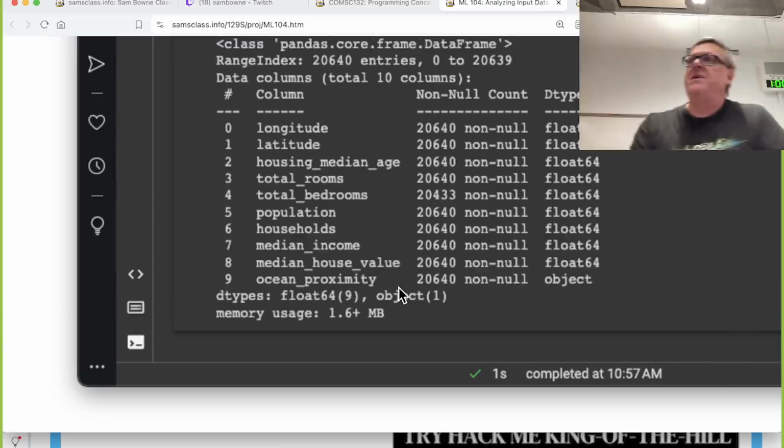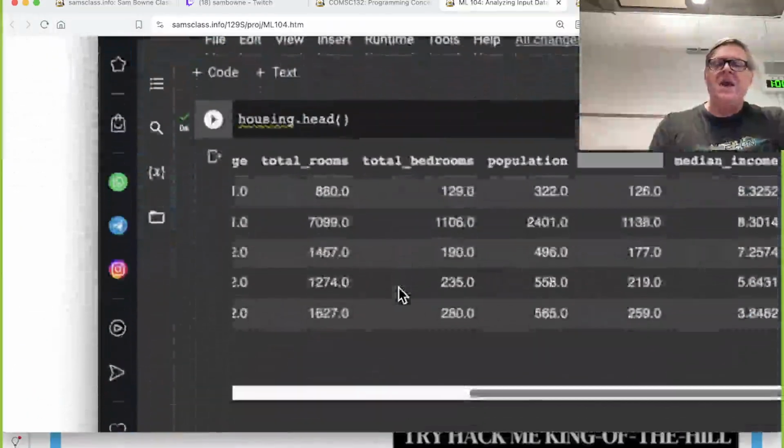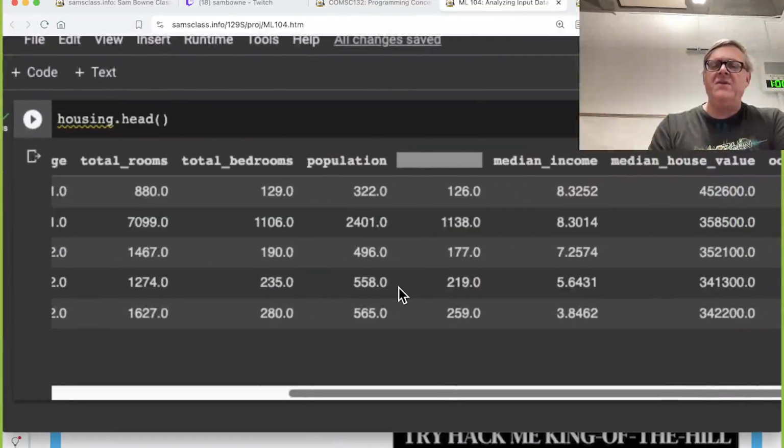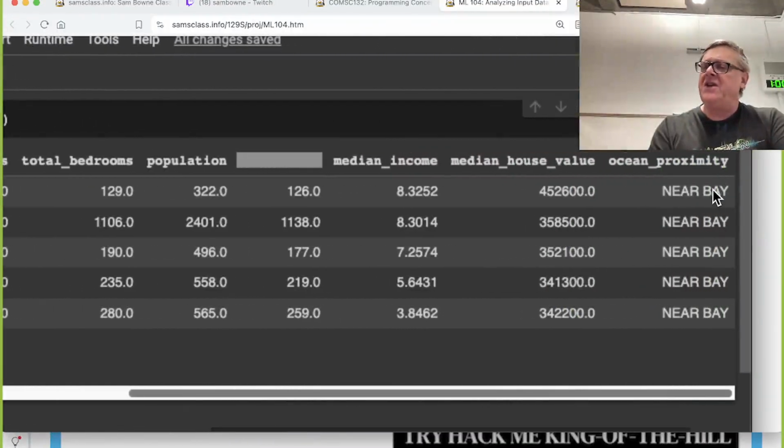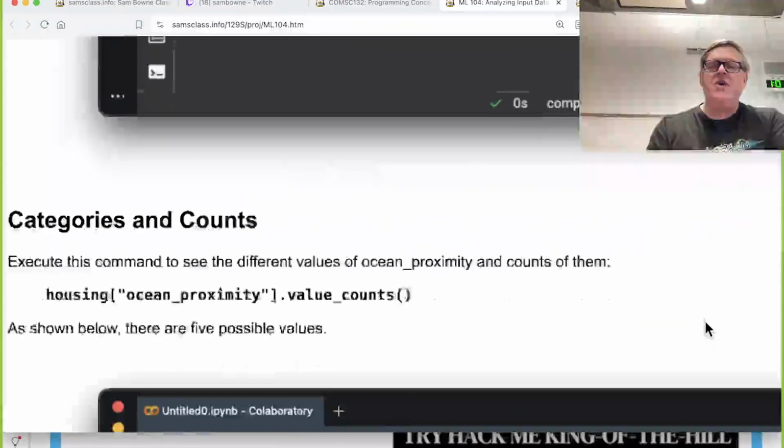And our goal is going to be to try to predict the house value from these other parameters, and also ocean proximity. So you can use head to see the first few rows of any database, and here you can see all of them are numbers. You can do averages and mathematical operations on them, except the last one is alphabetical. So that's going to be one challenge to overcome.